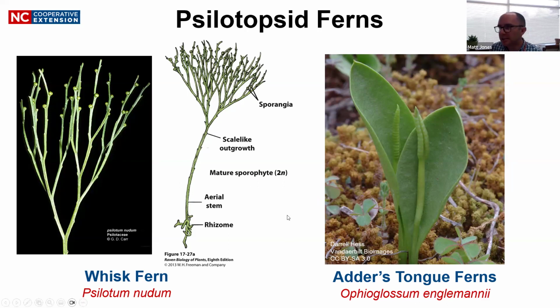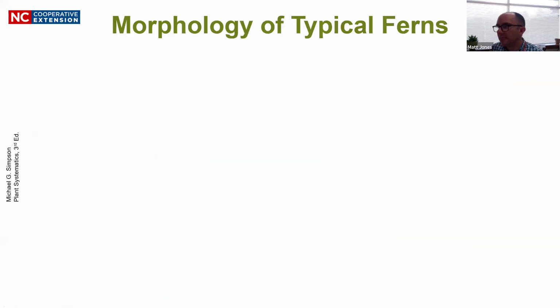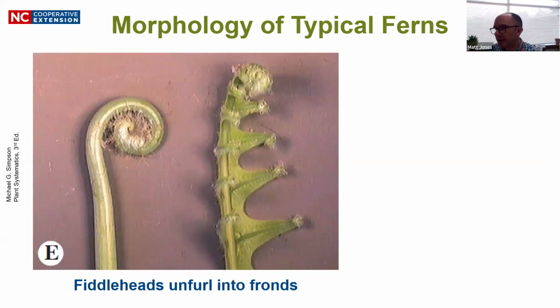So that's neat. But when we think of ferns, we think of what are called leptosporangiate ferns, the ferns you're most familiar with. So we'll focus more on those instead of the weird ones. So they have several distinctive features. They have leaves that we call fronds, and they develop and unfurl in a particular pattern that we call a fiddlehead.